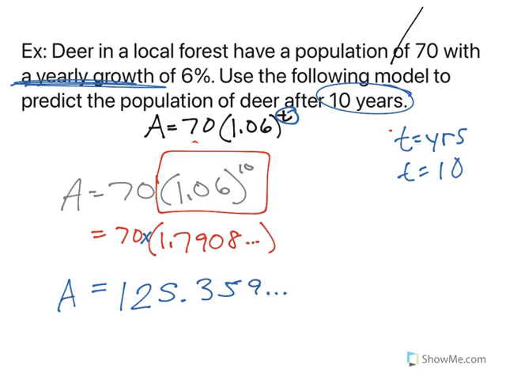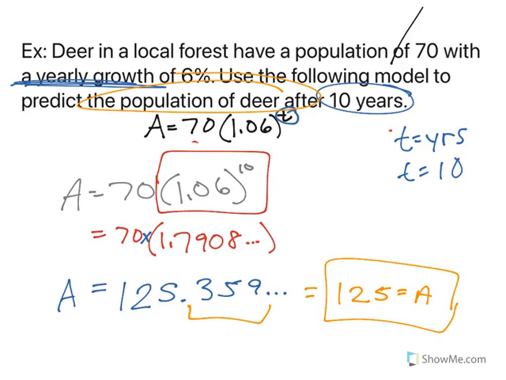Now, with applications, it's very important to recognize what are we talking about. So here we are talking about the population of deer. Now, can you have a partial? No. Even if we have a 3-legged deer, that is still a whole deer, right? There is no way to have a partial deer. So this is the same as saying the population after 10 years would be 125 deer. That's the population.